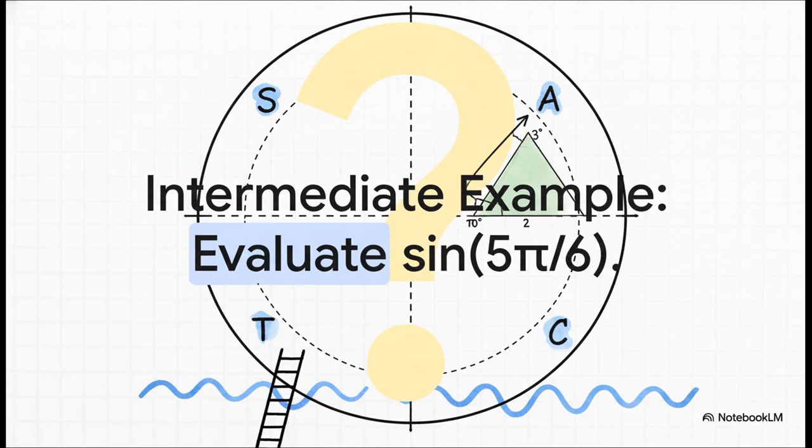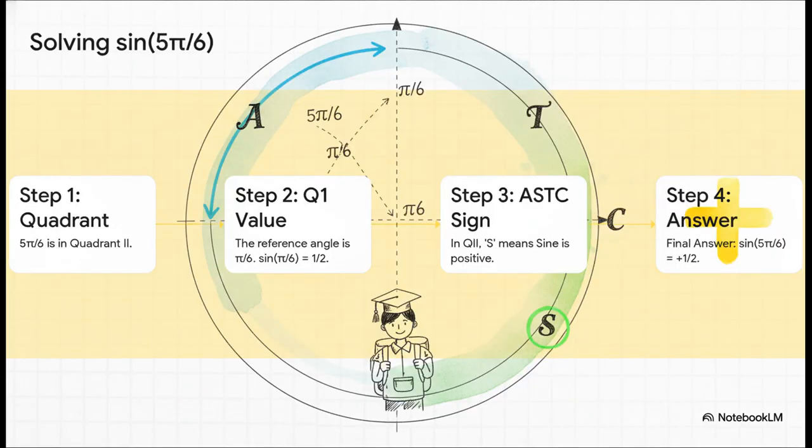To figure this out, we're going to have to combine our new ASTC rule with what we already know about reference angles. Okay, let's break this down. First step, 5 pi over 6. That's just a little bit less than a full pi, which puts it in quadrant 2. Next, we find its reference angle, which is pi over 6. Now we know from our quadrant 1 basics that the sine of pi over 6 is 1/2.